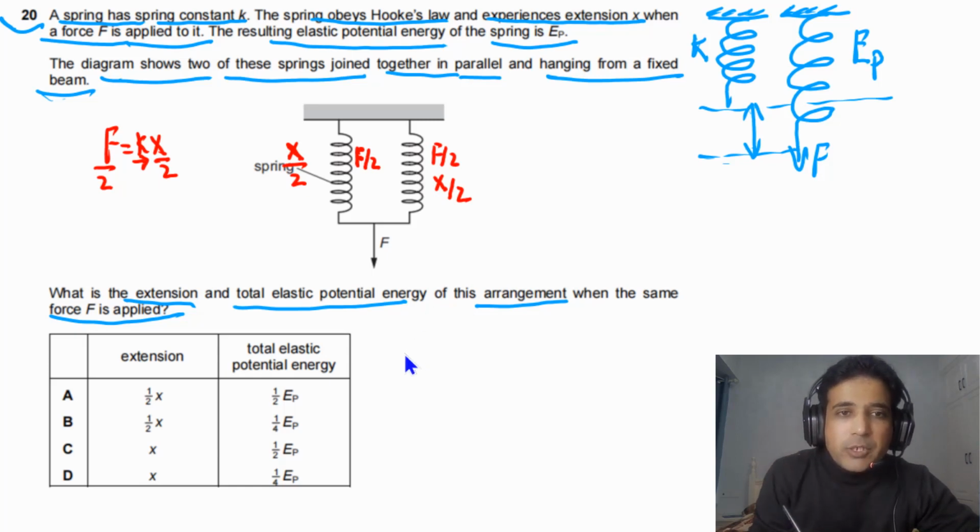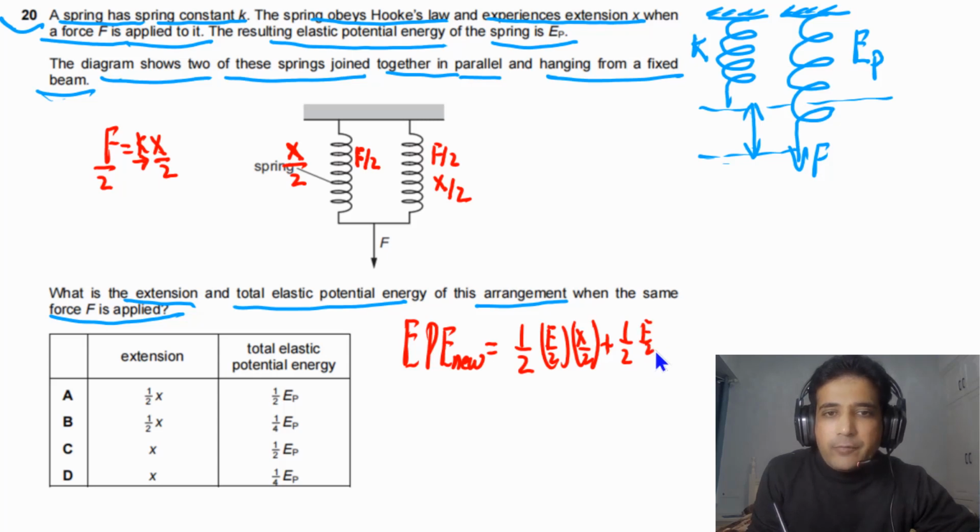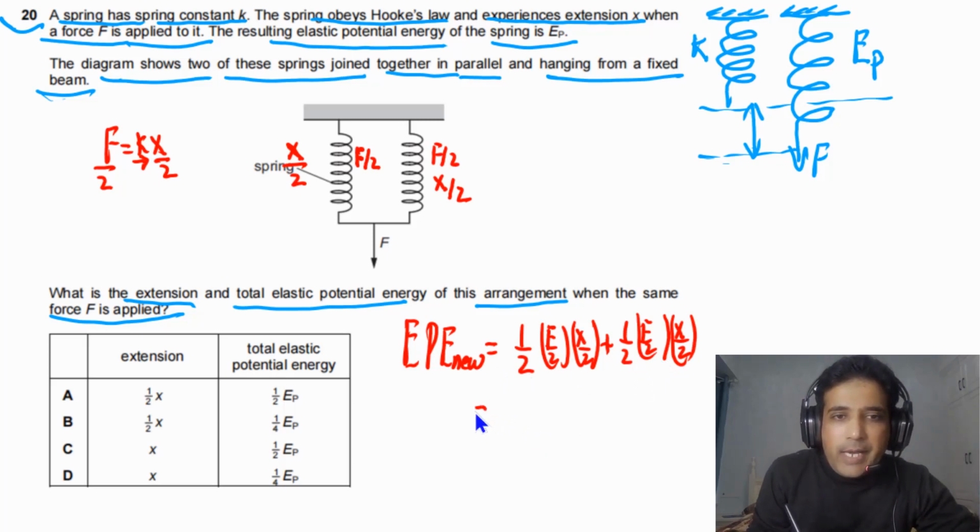Now we need to calculate the total elastic potential energy of this arrangement. So simply we can say EPE new. EPE new will be equal to 1/2, meaning the EPE stored in this spring plus in this one. We have force, that is F by 2, and extension in one spring, that is X by 2. And we have two springs. So we have F by 2 and we have X by 2. This is the energy stored in each spring. If we add these two together, simply we can multiply by 2.